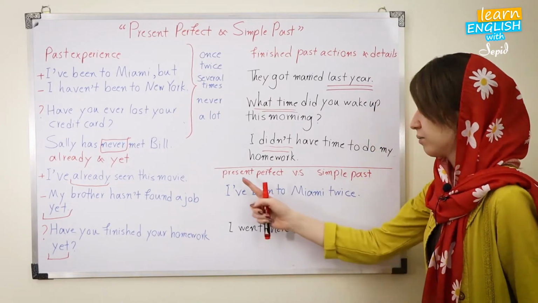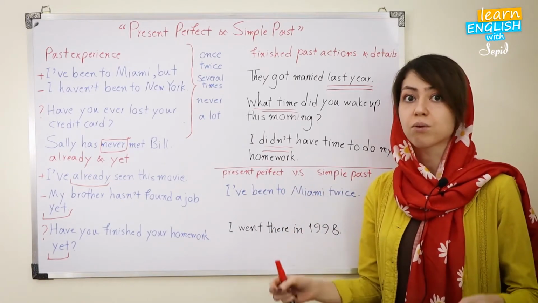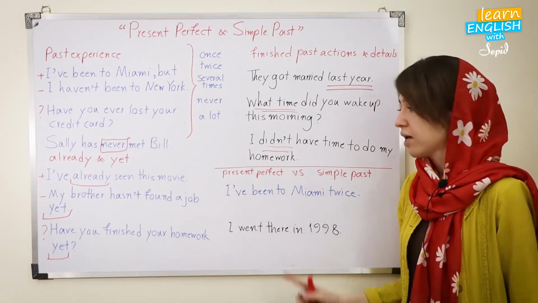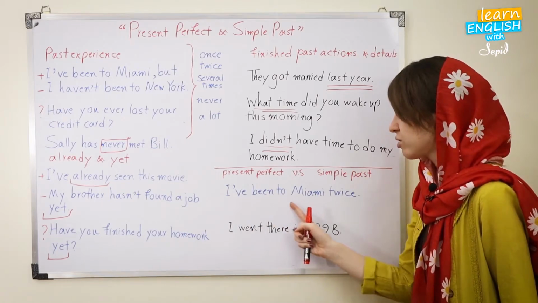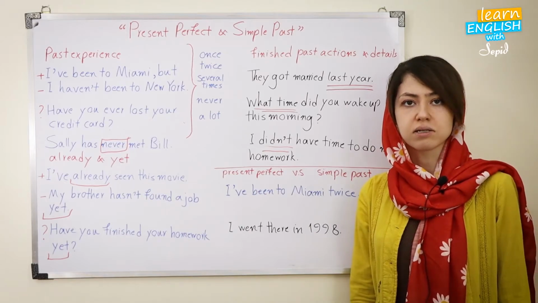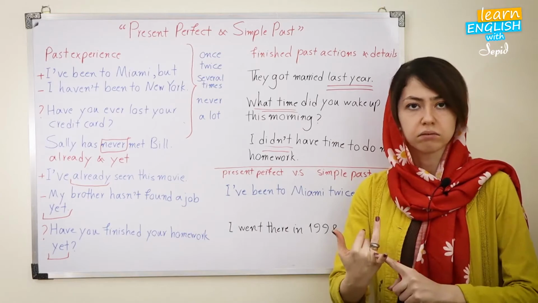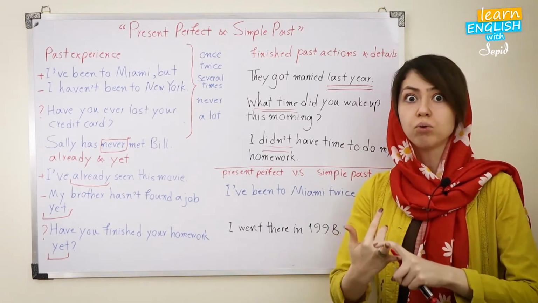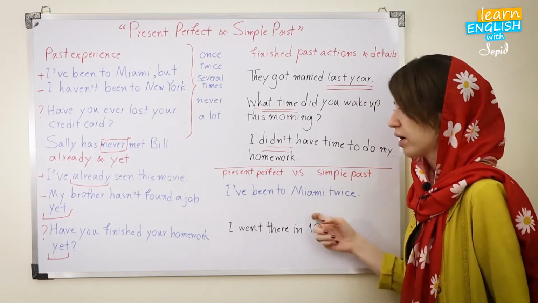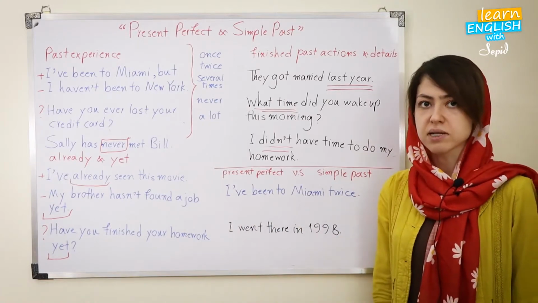Let's see. Here, present perfect versus simple past. We are gonna figure out the differences between present perfect and simple past. Let's go. I've been to Miami twice. It's a general sentence. It doesn't have time. We don't know when. Okay, we don't know with whom, okay, no details are mentioned or stated here. So only the person says, I have the experience.